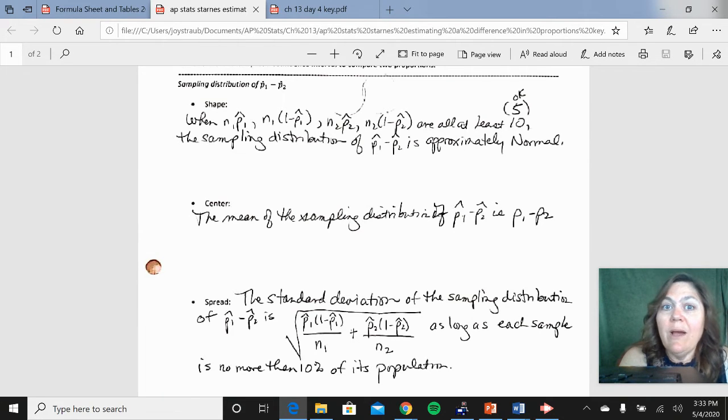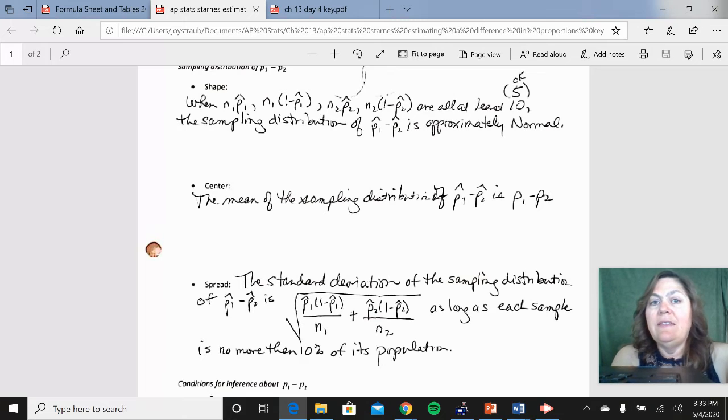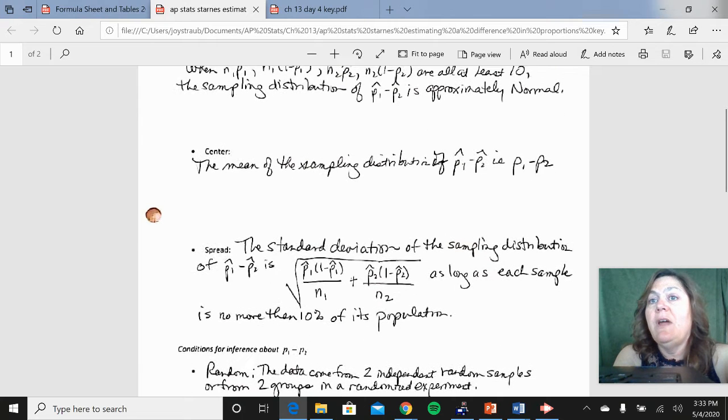They want to see "approximately normal" in there, okay? Because we're not getting an exactly normal curve. We're getting fairly normal, close to normal, and normal enough to use the z-curve to estimate. The center of p hat 1 minus p hat 2 is p1 minus p2. I showed you that on the sketch drawing that was in yesterday's notes. In other words, the average of all of those estimates goes to the true parameters being subtracted. Okay.